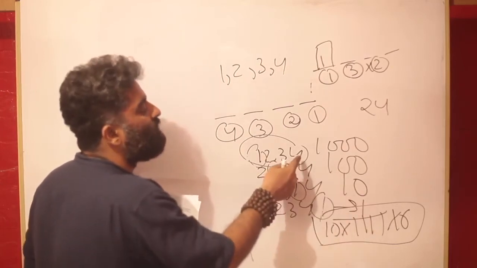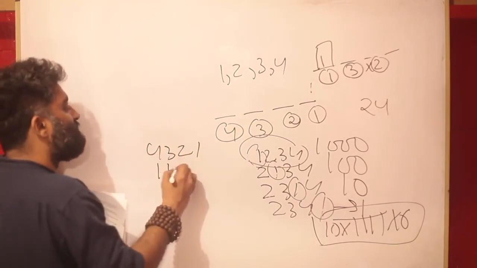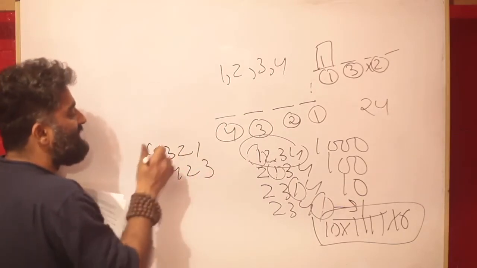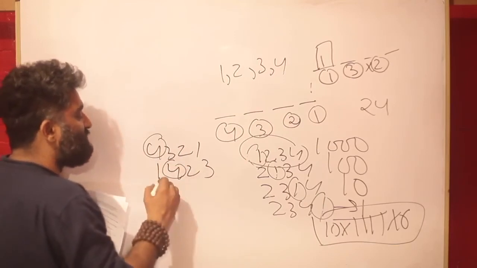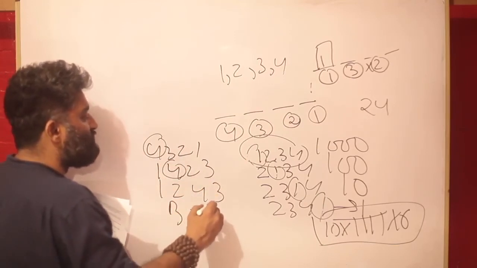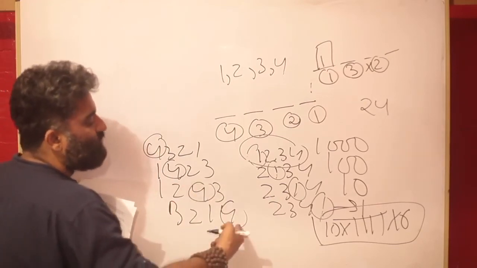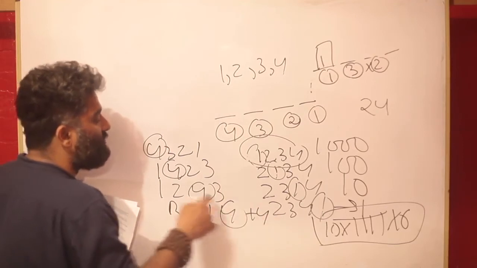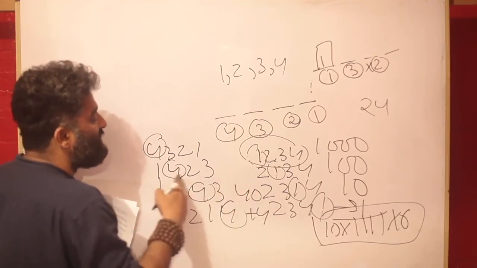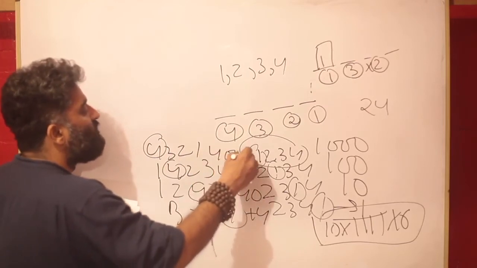You can also think of 4. Say 4, 3, 2, 1, 1, 4, 2, 3. I'm writing random numbers, only changing the position of 4. 1, 2, 4, 3, and let's say 3, 2, 1, 4. So in this number 3, 2, 1, 4, what does this 4 represent? Only 4. In this number it represents 40, in this number it represents 400, and in this number it represents 4000.